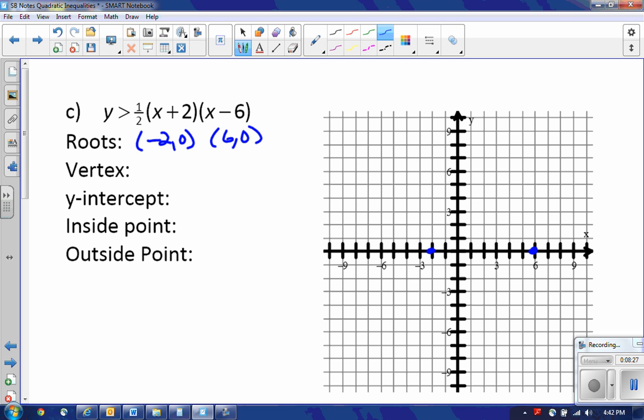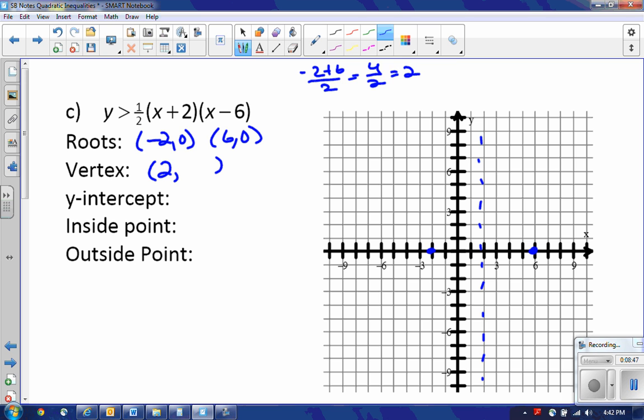If you remember, that's what helps us find our vertex. It has to be halfway between -2 and 6. So I can just average those if that helps. That's going to give me 2. So I know my vertex has the x-coordinate of 2, because that's where my axis of symmetry would be running.